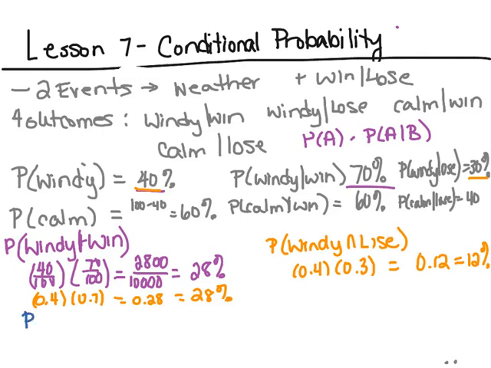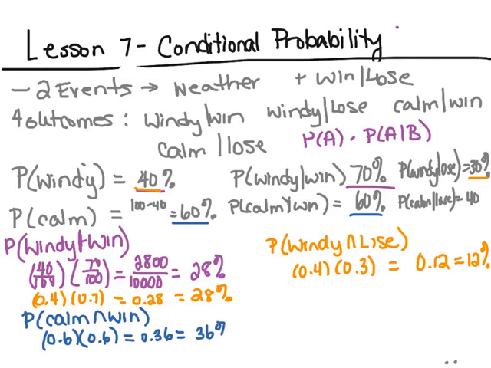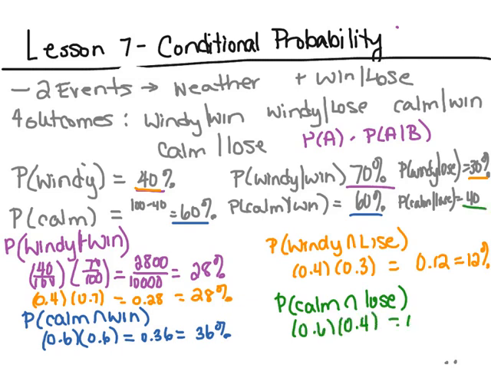Now we're going to do the probability that it's calm and they win. So we take 0.6 and times it by 0.6, which is 0.36, which is 36%. And then we'll take the probability that it's calm and they'll lose. So we take 0.6 times 0.4, which is 0.24, which is 24%.